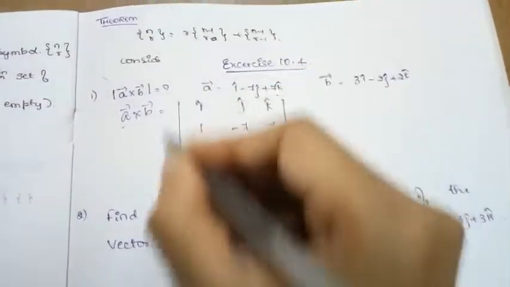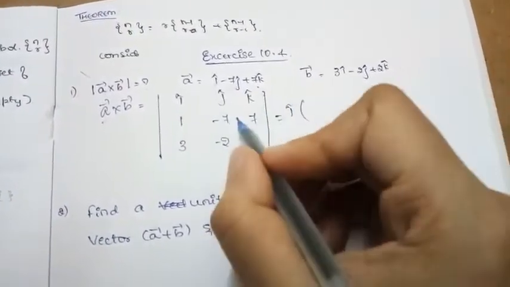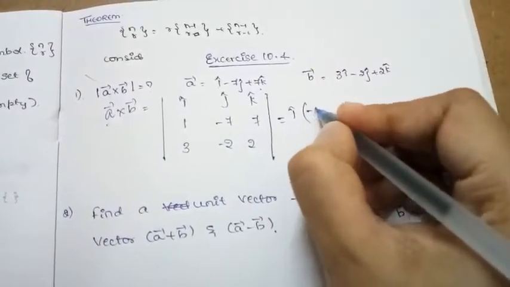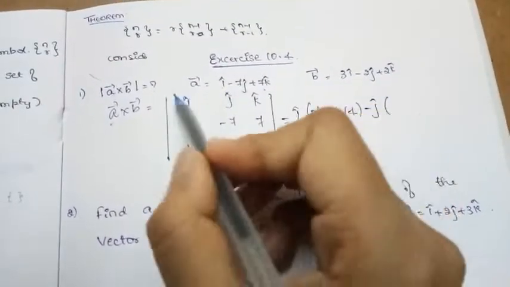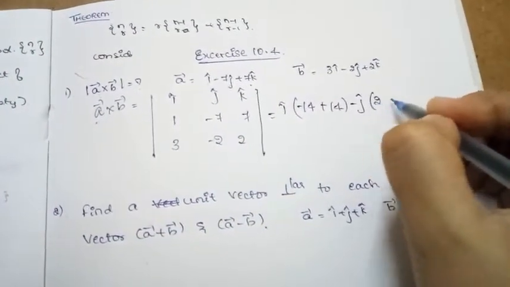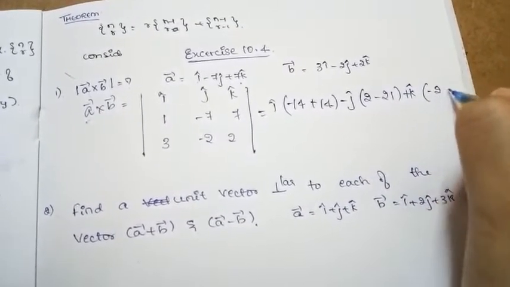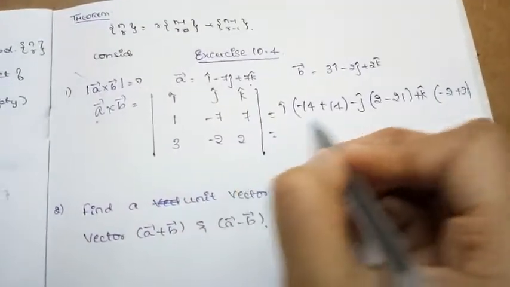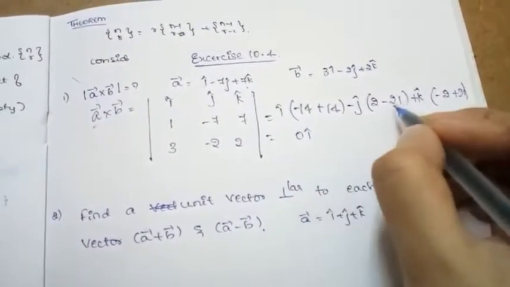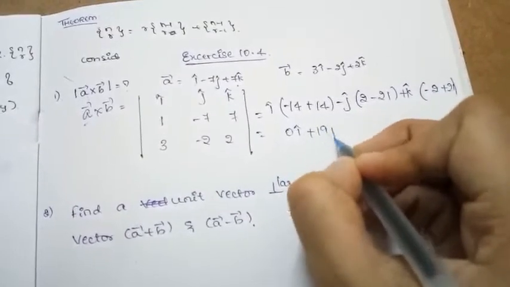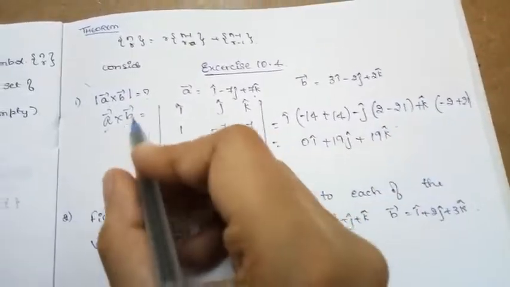Now I am expanding this determinant along the first row. For i cap, deleting the first row and first column, we get minus 14 plus 14. For minus j cap, deleting this row and this column, we get 2 minus 21. For plus k cap, we get minus 2 plus 21. So 14 and 14 cancel, so 0 i cap. 2 minus 21 is minus 19, and minus into minus gives plus 19 j cap. Here it is again plus 19 k cap. This is our vector A cross B.